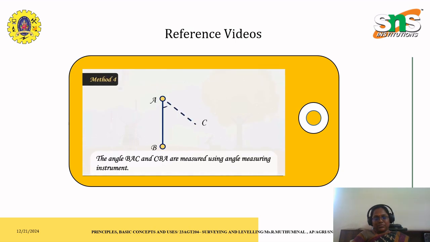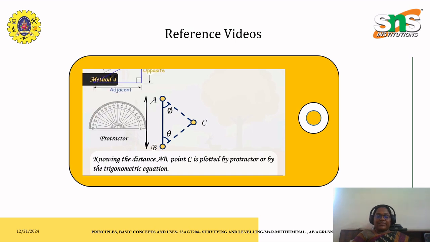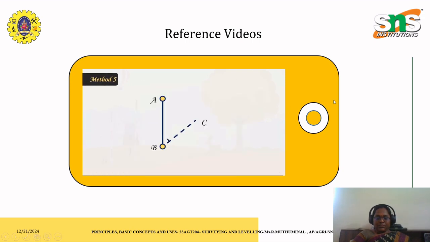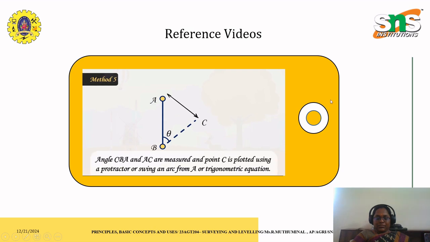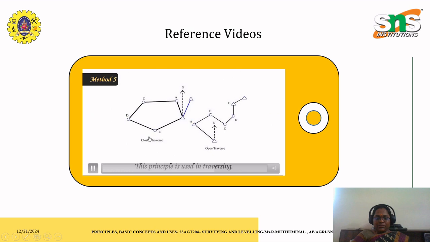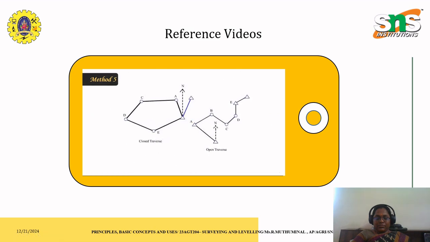Method 4. The angles BAC and CBA are measured using an angle measuring instrument. Knowing the distance AB, point C is plotted by protractor or by the trigonometric equation. This principle is used in triangulation. Method 5. Angle CBA and distance AC are measured and point C is plotted using a protractor or by swinging an arc from A or by trigonometric equation. This principle is used in traversing.